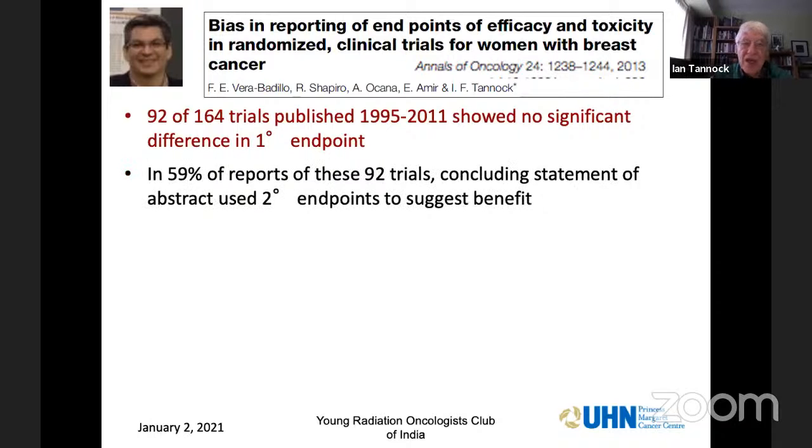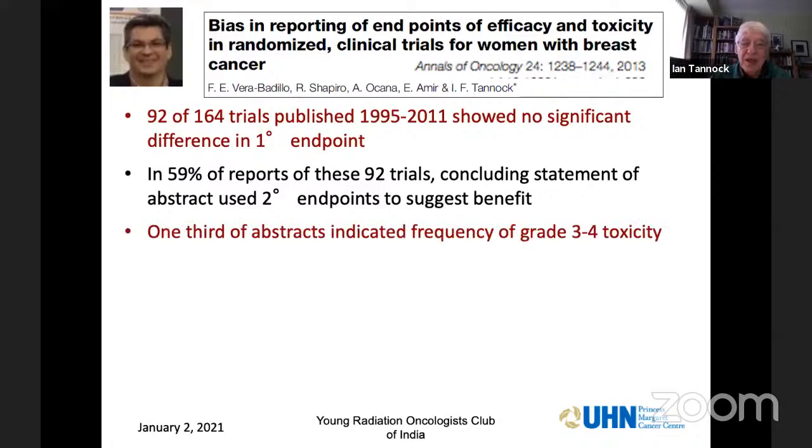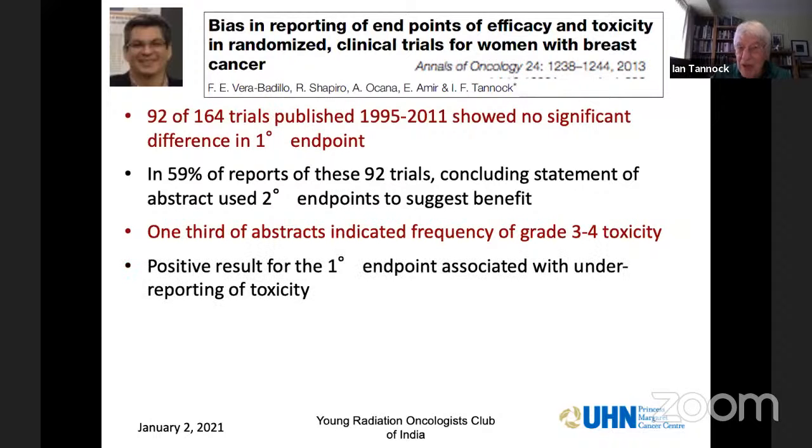And in the negative trials, it was very common for the concluding statement of the abstract to use secondary endpoints to suggest benefit. For example, a trial is set up to look at survival. Although we didn't see a difference in survival, we did see a better response rate in so-and-so. And that is a common type of bias. 1/3 of the abstracts indicated frequency of grade 3 to 4 toxicity, so that was underreported. And positive result for the primary endpoint was associated with underreporting of toxicity. Now, you could find toxicity in the paper, but let's face it, a lot of us are very busy and we concentrate on the abstract unless it's a paper really in our area.